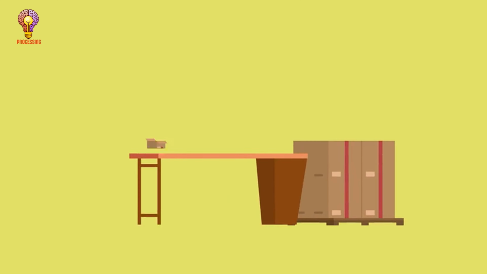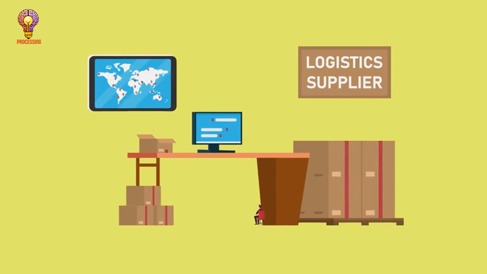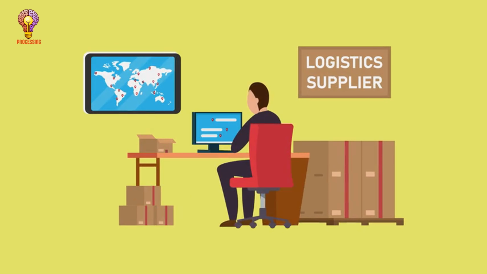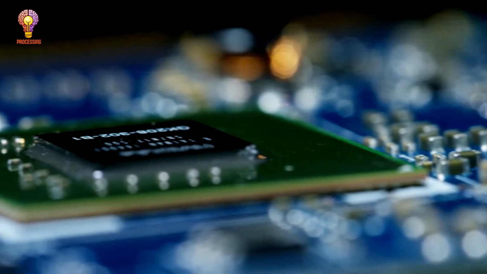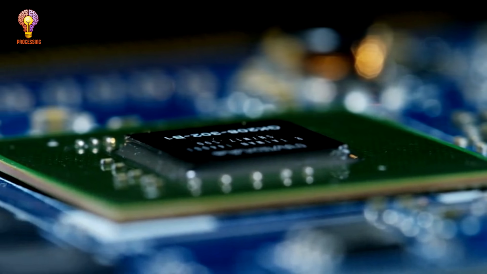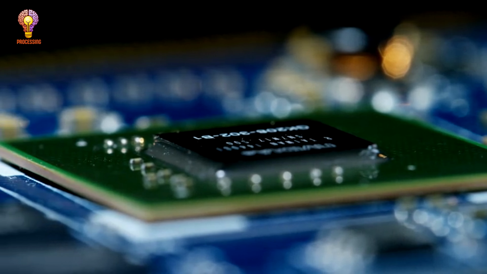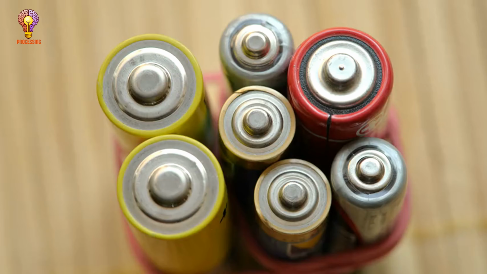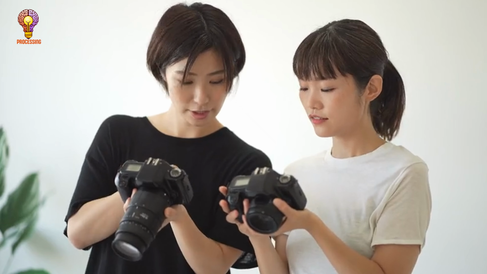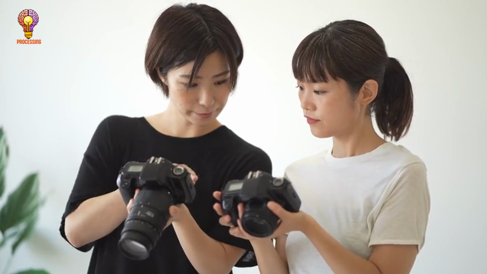3. Global supply chain and logistics. A. Supply chain complexity. A smartphone consists of hundreds of components sourced from dozens of countries. Key suppliers include: chips, Taiwan TSMC, South Korea Samsung, USA Qualcomm, Intel; displays, South Korea Samsung, LG, China BOE; batteries, China, South Korea, Japan; cameras, Japan Sony, South Korea Samsung.